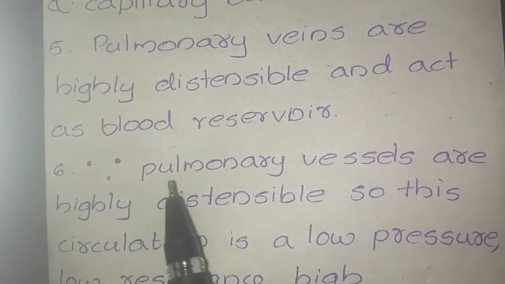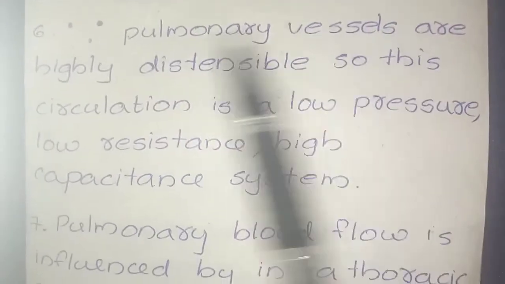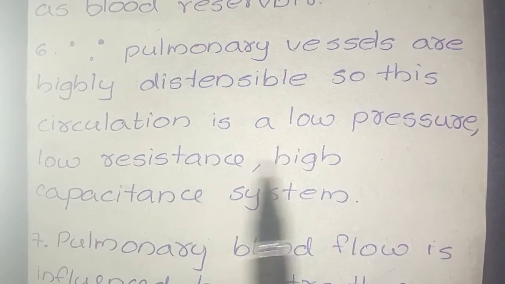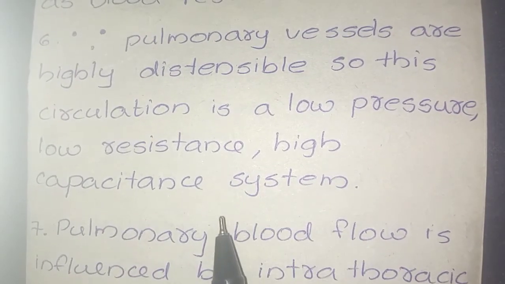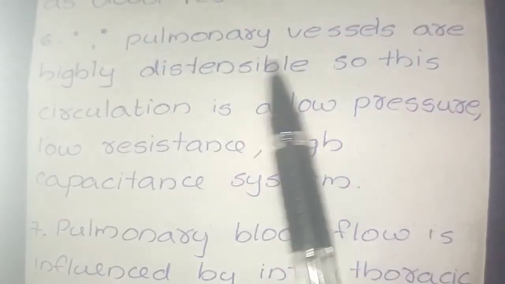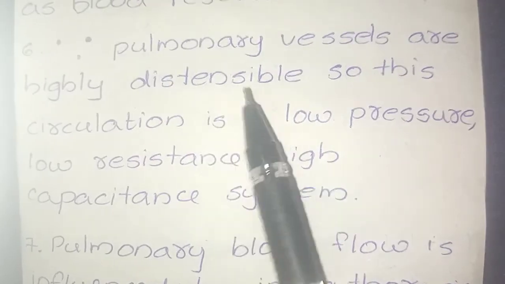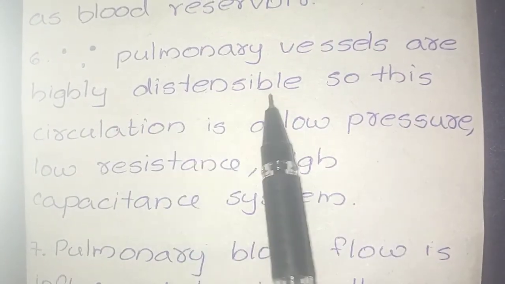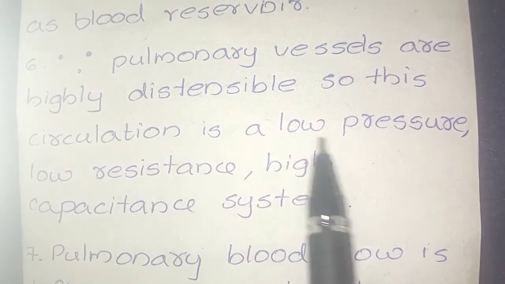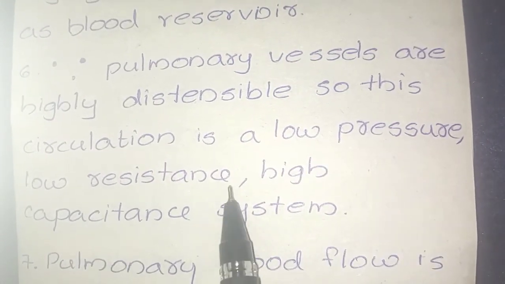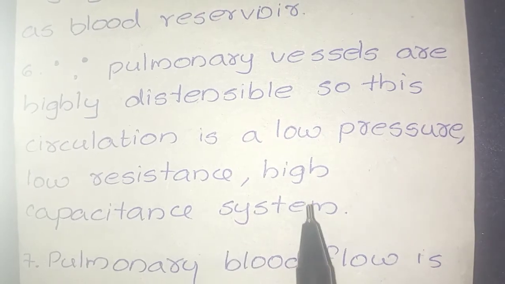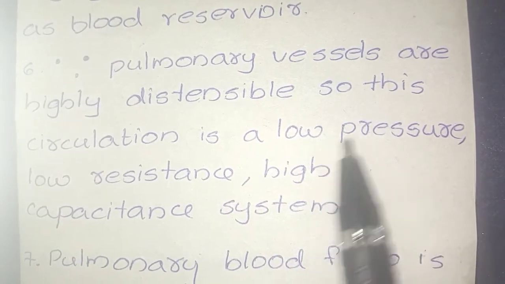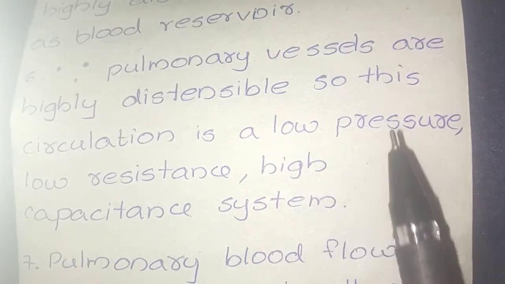And now this is the point: since pulmonary vessels are highly distensible, this circulation is a low pressure, low resistance and high capacitance system. As I already mentioned, the pulmonary artery, capillaries and veins are highly distensible. So this circulation is a low pressure, low resistance and high capacitance system. You should remember all these points because it's very important to know about pulmonary circulation.